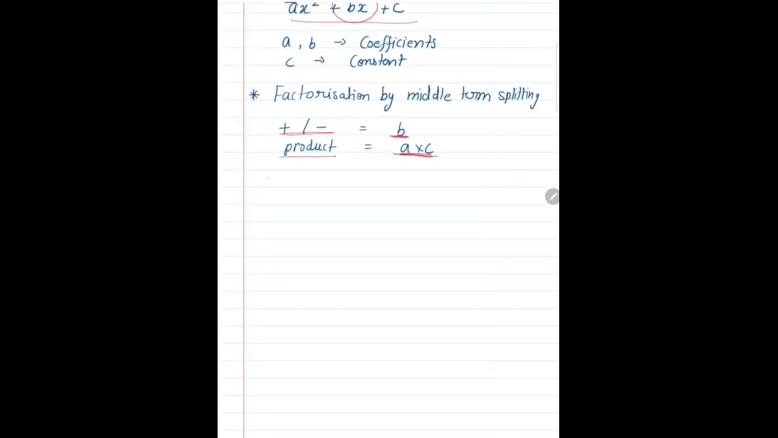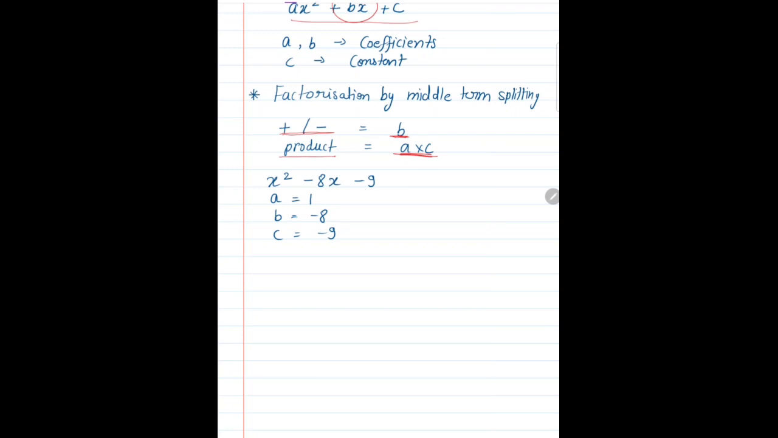So this is my first example, where I have x square minus 8x minus 9. Now the first thing is to identify your a, b and c. So my a is 1 as only 1 is being multiplied with x square. That is why we are getting x square as the product. My b is negative 8 and my c is negative 9.